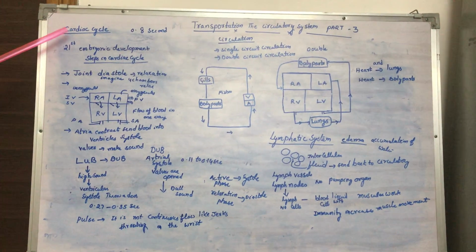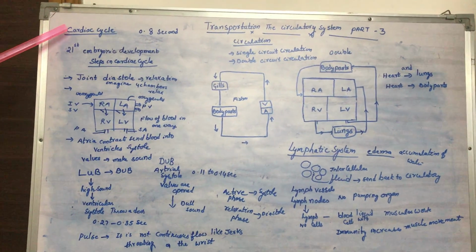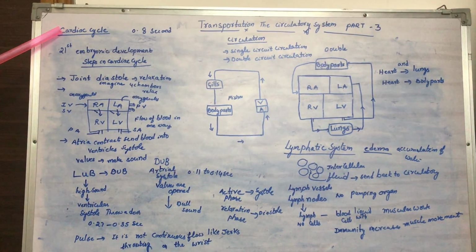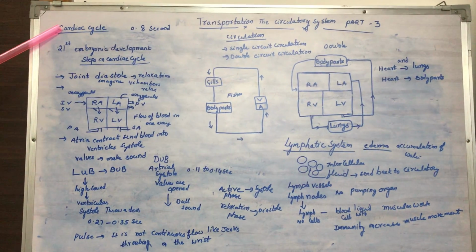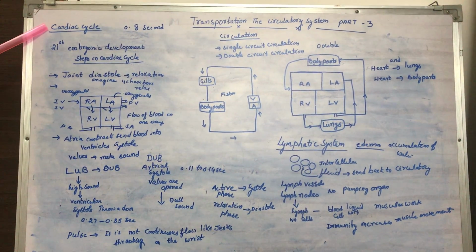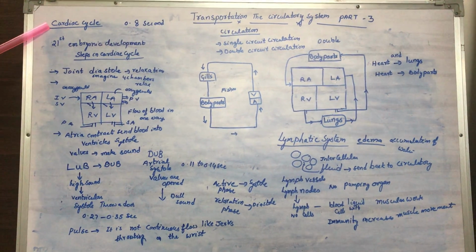Cardiac cycle. You heard that the heart continuously contracts and relaxes and pumps the blood to the various parts of the body. The rhythmic contraction and relaxation of the heart is called the cardiac cycle. It is a sequence of cyclic events of blood movement. We call it the cardiac cycle.